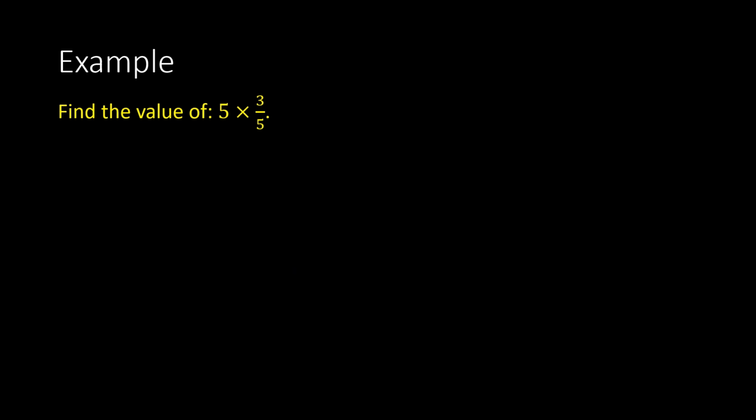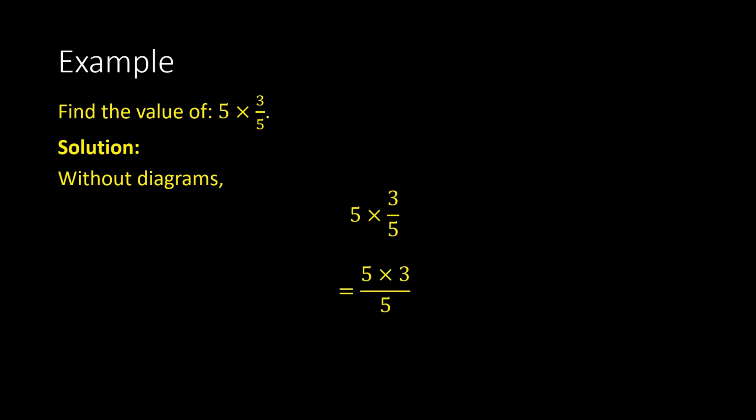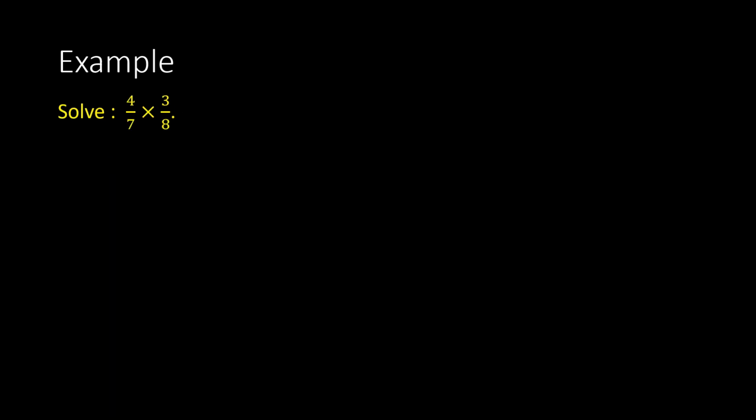If we would like to carry this out without the use of diagrams, multiply the whole number by the numerator of the fraction and leave the denominator alone to give 15 over 5. And 15 over 5 is of course 3. When multiplying two fractions, we simply multiply the numerator by the numerator and the denominator by the denominator. Let's try the example shown on the screen.